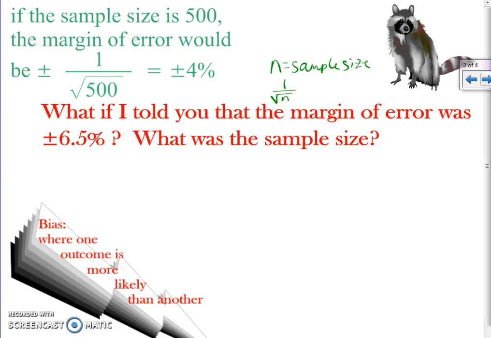What if they want you to work backwards and they say, we calculated a margin of error of 6.5%. What is the sample size? So now we're solving for n. And 6.5%, we want to change that over to a decimal so that we can actually do some solving. So we write it as 0.065. How would we do this? How would we solve for n? And what should we do to both sides?